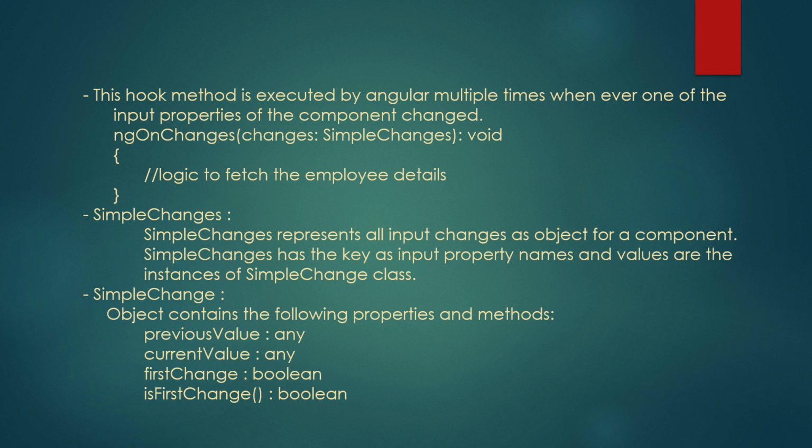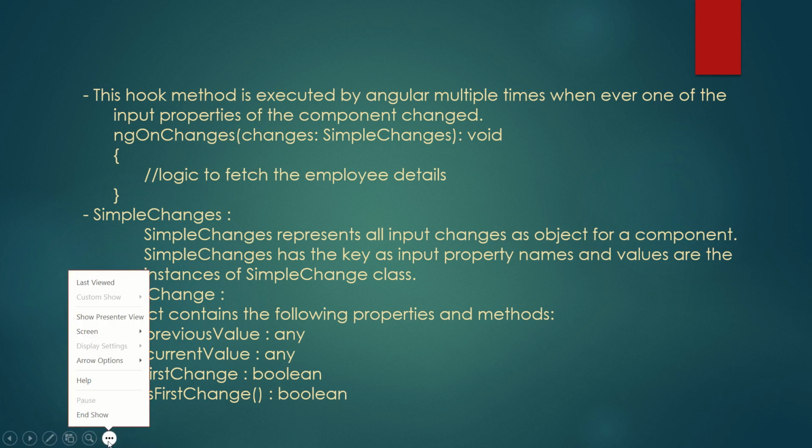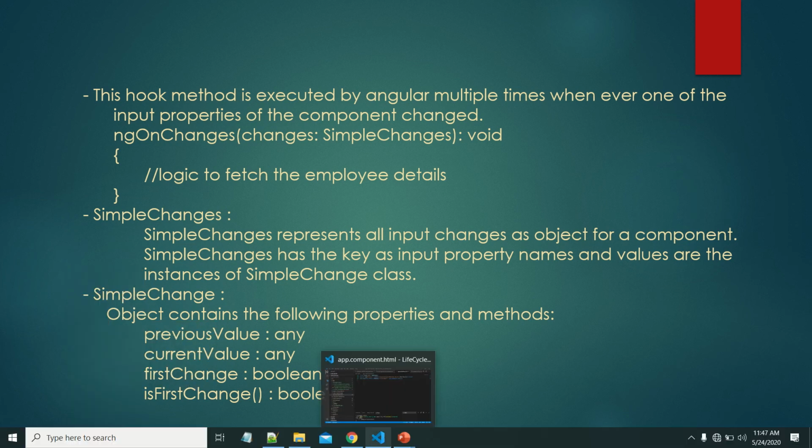It returns true if the new value assigned to the specific input property is equal to the first value assigned to that property. Otherwise, it returns false. Let's try to understand this with a simple example program.